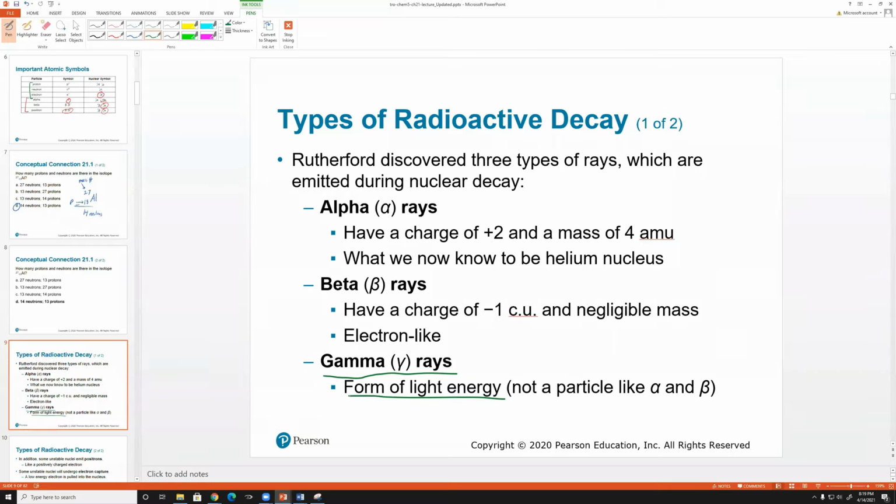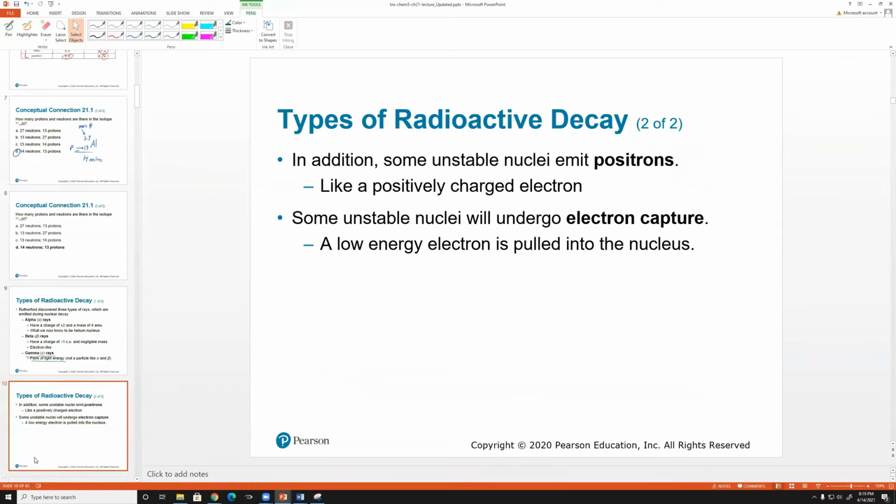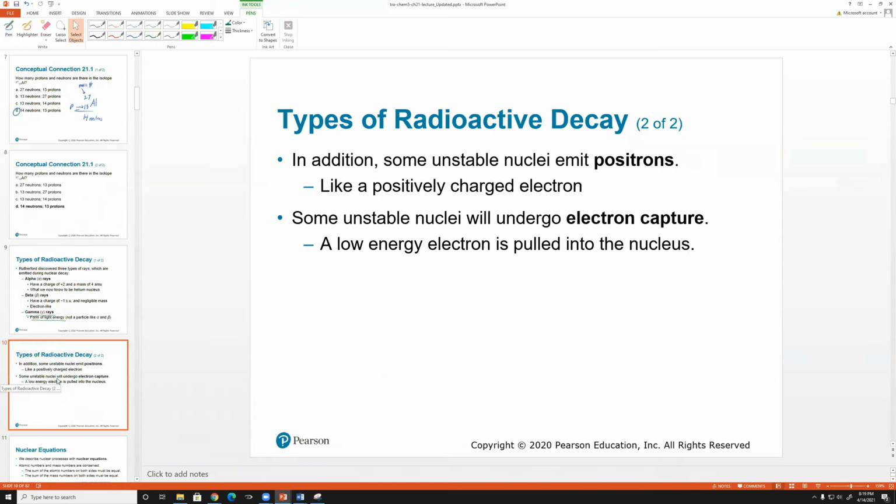We've seen it as, remember, it had a very high frequency. That's what a gamma ray is. So we have our beta particles can be emitted, our alpha particles can be emitted, and our gamma rays can be emitted. Not admitted, emitted. We can also emit positrons, or we can capture electrons.